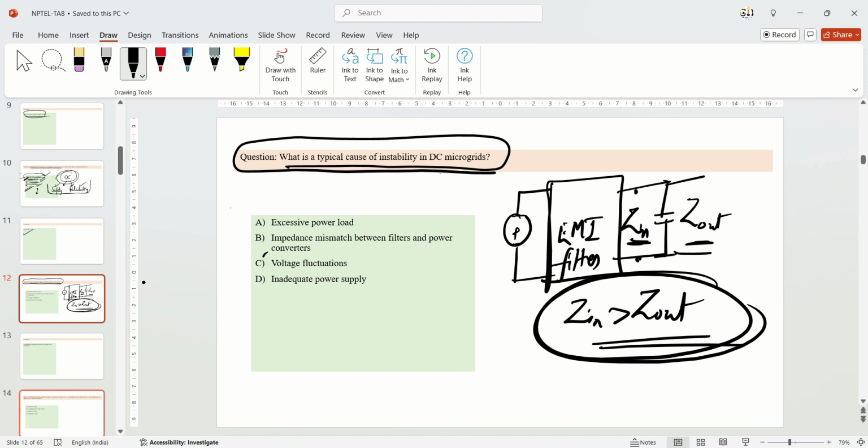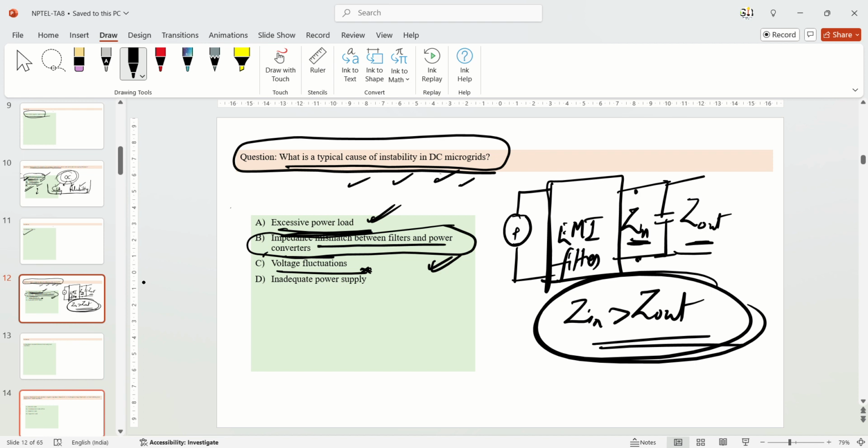What is the typical cause of instability in the DC microgrid? Excessive power load? No, you can connect that. Excessive power is not an instability issue; the instability issue is the impedance mismatch between the filter and the power converter. I will explain this, we have slides for that, showing how this impedance mismatch between the filters and the power converters comes about. Voltage fluctuation will be there, but it is not the constant cause, because it is handled by the DC-DC converters.